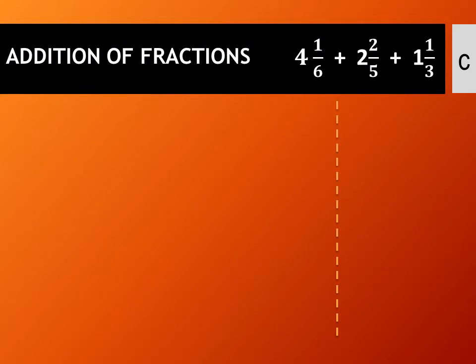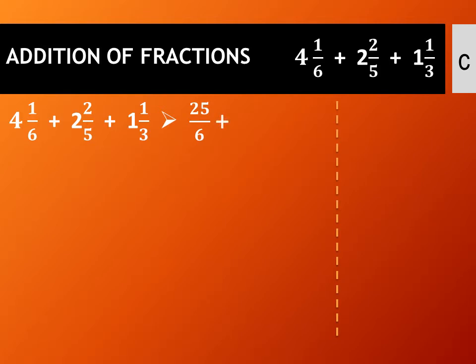Let's solve one more question. Question number C. Add 4 1 upon 6 plus 2 2 upon 5 plus 1 1 upon 3. See, in this question, all the fractions are mixed numbers. So first we convert them into improper fractions. How? Let's see. 6 4s are 24 and 24 plus 1 is 25. So the first fraction is 25 upon 6. Then write plus as it is.